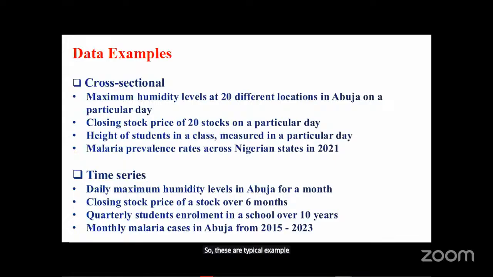I'll just pick one or two. A typical example of cross-sectional data: let's say they are carrying out a study of malaria prevalence rate across Nigerian states in 2021. That's at a point in time. DHIS data is a kind of study like that. Then also we have time series data. For instance, monthly malaria cases in Abuja from 2015 to 2023. You see? So it is ordered in time.